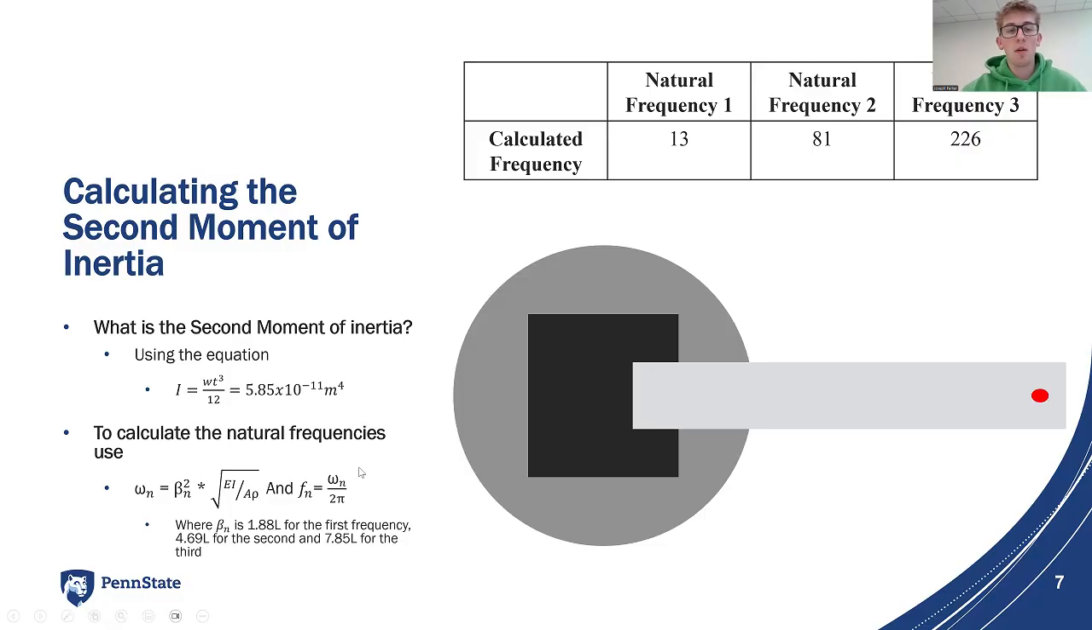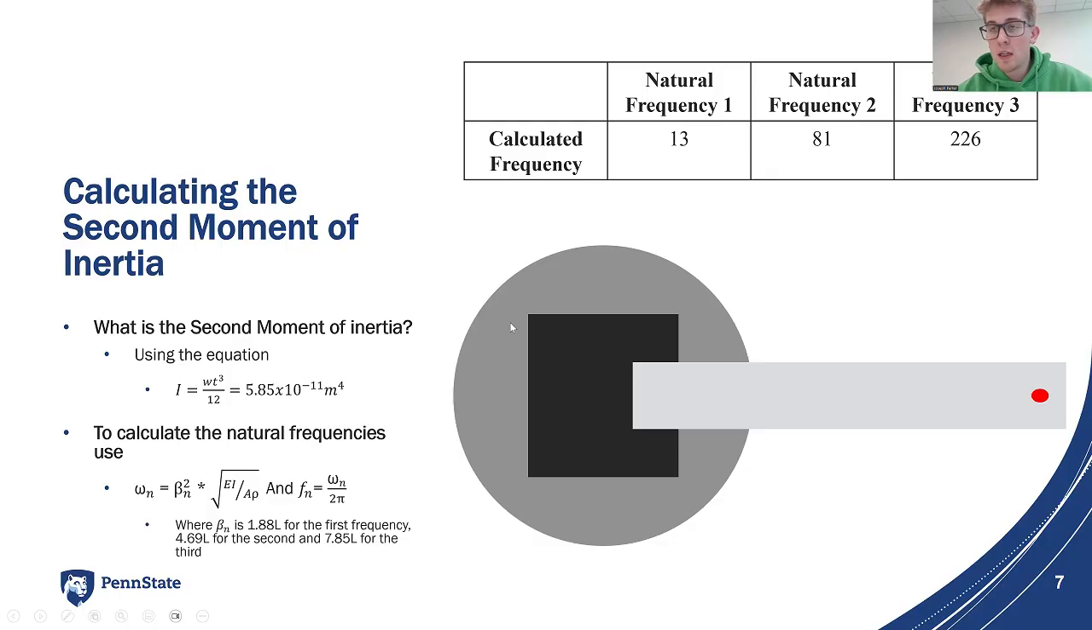And then we input all the constants as well as the variables that we obtained physically for this experiment into the equation that Andrew talked about earlier, and I'm just reinstating, where the beta values are obtained from multiplying the coefficients times the length of the beam, which is 43.5 centimeters, with the first coefficient being 1.88 for the first frequency, 4.69 for the second, and 7.85 for the third.